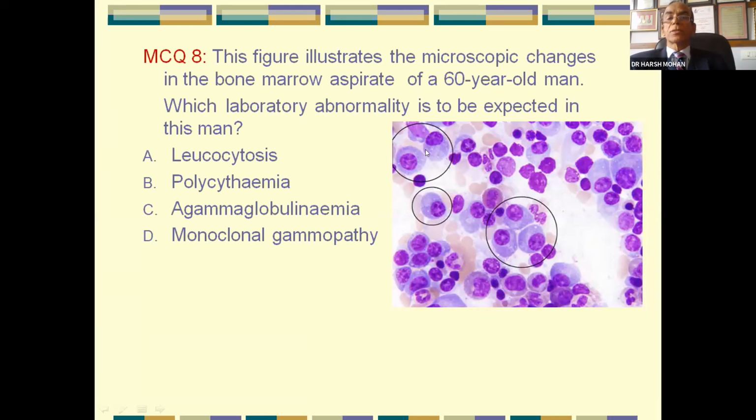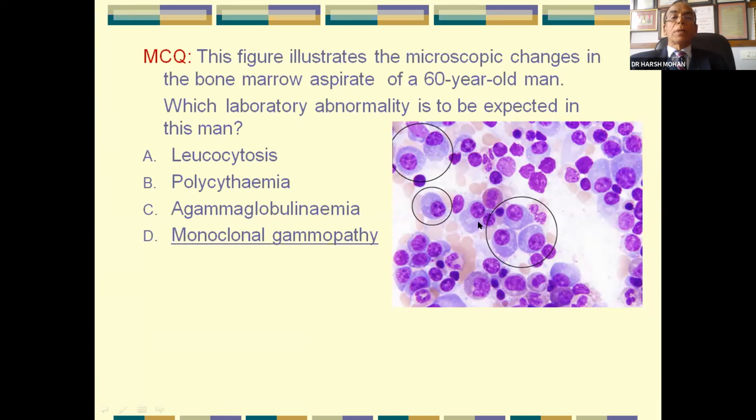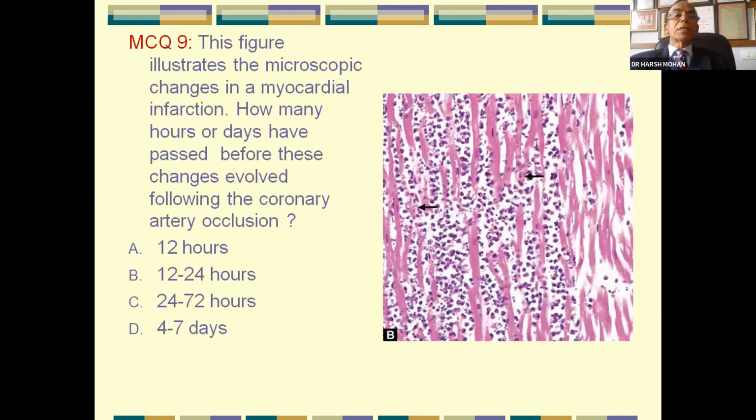So obviously, there are so many sheets of abnormal and normal plasma cells. So therefore, we're dealing with a case of multiple myeloma or monoclonal gammopathy. Another image-based question: the figure here illustrates the microscopic changes in a case of myocardial infarction. How many hours or days have passed before these changes evolved following the coronary artery occlusion?